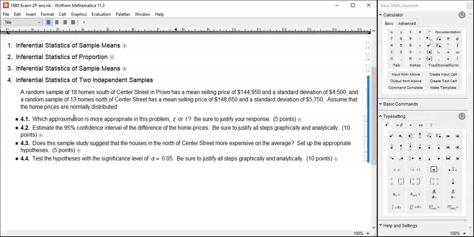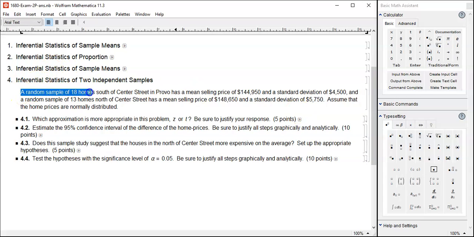Now, as for standard deviations here, they are both coming from sample. A random sample of 18 homes, and then the mean and standard deviation. You see, this is sample standard deviation. A random sample of 13 homes, and the mean and the standard deviation. They are both sample standard deviation. As for population standard deviation, no information. So we have to use the T-curve, T-approximation.